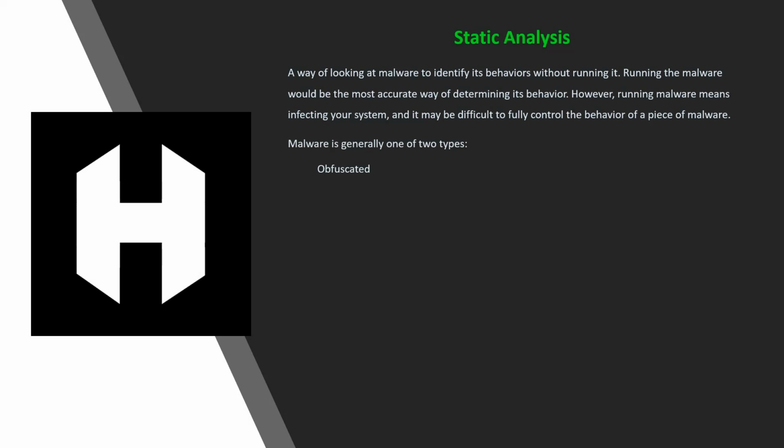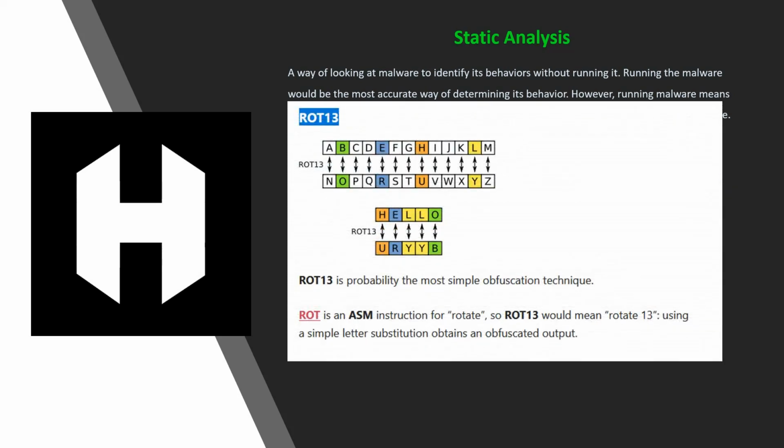Now, malware is generally one of two types. It's either going to be obfuscated or it's not going to be obfuscated. And all that means is that the malware author will jumble up the code, rendering it unreadable during static analysis. And a common way of doing that is using rot13, and all that's doing is rotating the code 13 times, taking what was once readable to now what is unreadable.